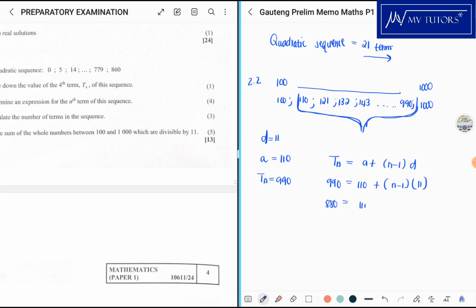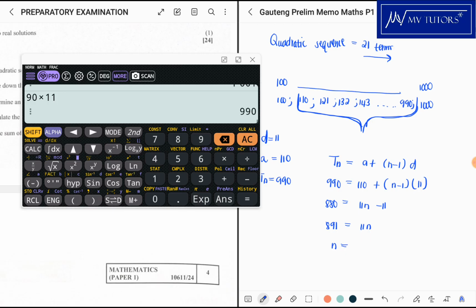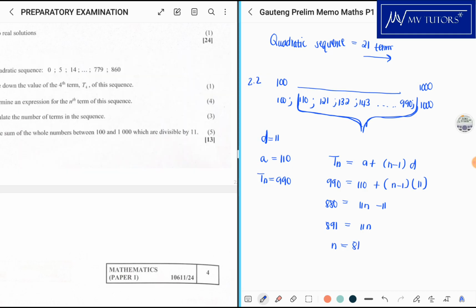And then I have 11n minus 11. So if I take the negative 11 to the other side, 880 plus 11, that'll be 891. I hope I'm not making any error here. And so basically n will be equal to 891 divided by 11, that is 81. Okay, so I have 81 terms.